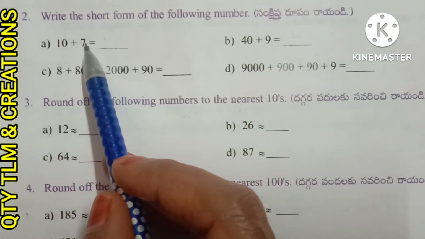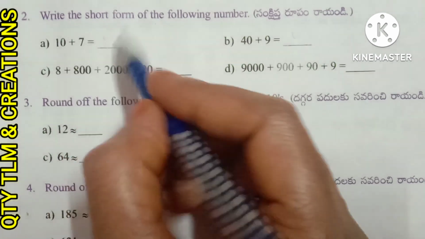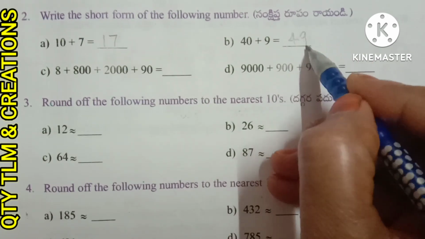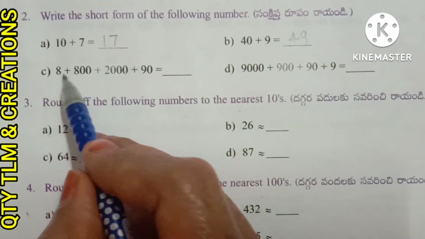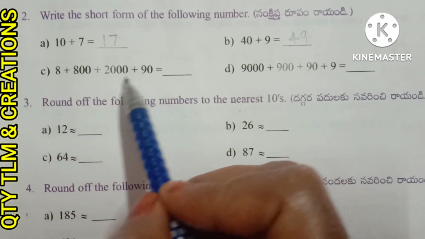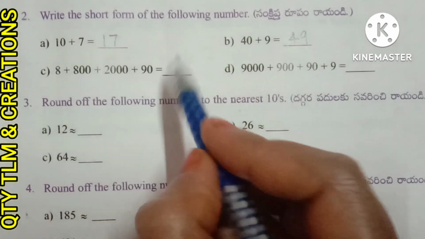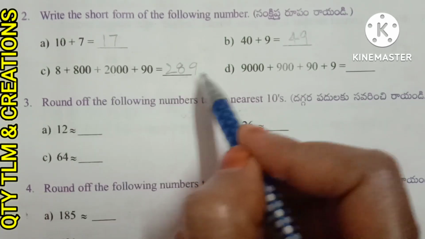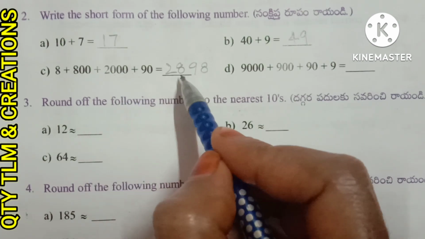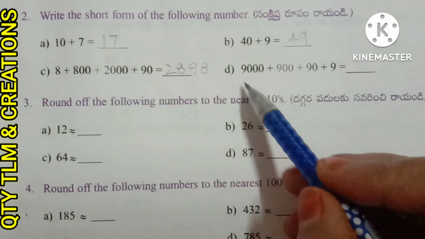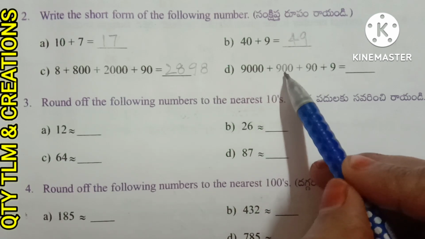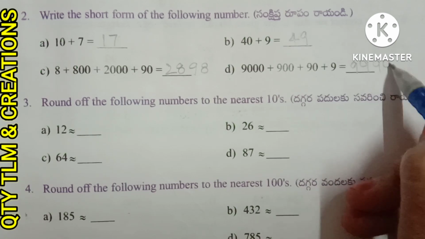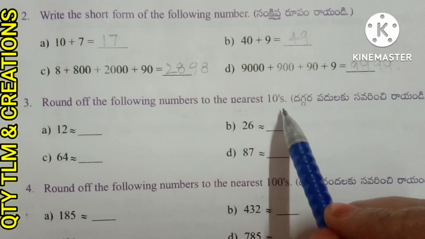Next, write the short form of the following numbers. A 10 plus 7. Here we have to write 10 plus 7, 17. B 40 plus 9, 49. C here 8 plus 2000 plus 90. Here we have to write first the highest place value, that is 2000 and 800 and 90 and 8. So 2898. Next D 9000 plus 900 plus 90 plus 9, that equals 9999.